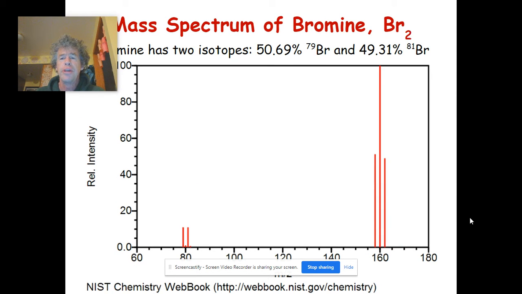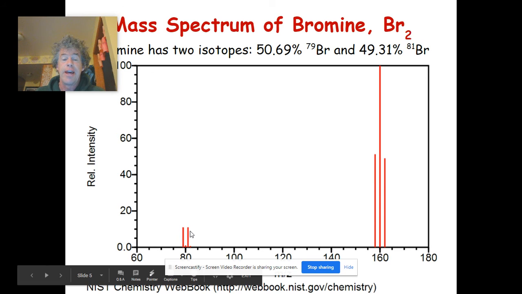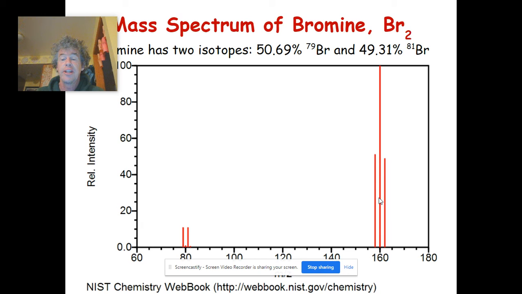If we looked at bromine, bromine is actually made up of two different isotopes. About half of bromine has a mass of 79. About half of bromine has a mass of 81. So what we see is, again, fragments where it's broken up into the 79 and the 81 isotope, just single atoms. And then we have here where it's still two atoms and it's just lost an electron to get the charge there.